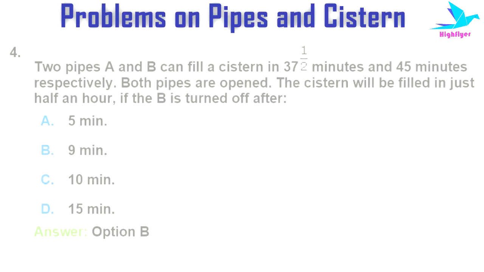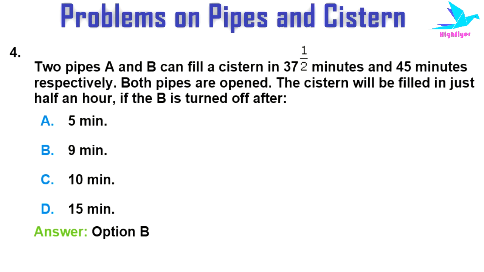Next question. 2 pipes A and B can fill a cistern in 37 1 by 2 minutes and 45 minutes respectively. Both pipes are opened. The cistern will be filled in just half an hour if B is turned off after. The options are 5 minutes, 9 minutes, 10 minutes or 15 minutes. The right answer is option B, 9 minutes.